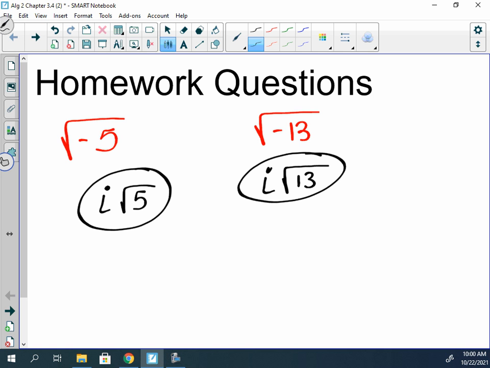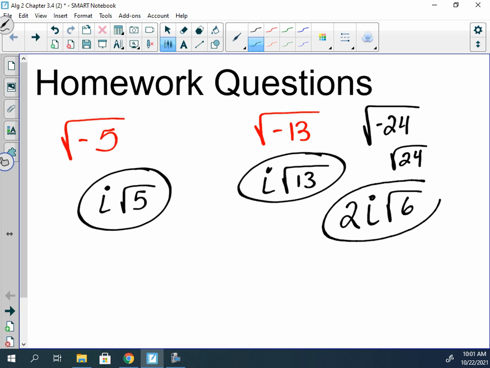What about the square root of negative 24? Well, the negative is going to come out as i. So then we need to figure out what the square root of just 24 is. We could plug it into the calculator or find two numbers that multiply together to give me 24. 4 and 6. Square root of 4 is 2, and we can't take the square root of 6. So we get 2i square root of 6.